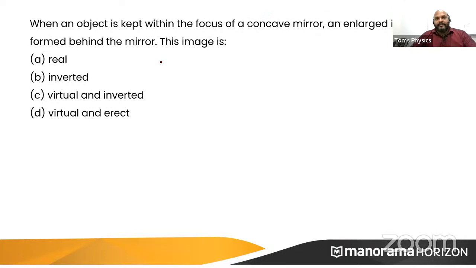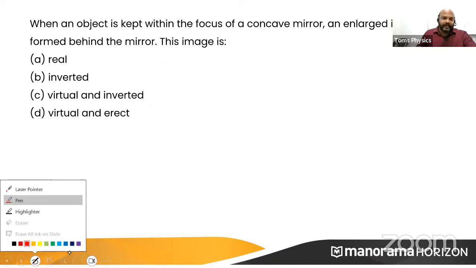When an object is kept within the focus of a concave mirror, an enlarged image is formed behind the mirror. What will be the nature of this image? Will it be real and inverted, virtual and inverted, or virtual and erect? Which option in this case? D. Very good. What are they telling us? They are telling us that we have a concave mirror.